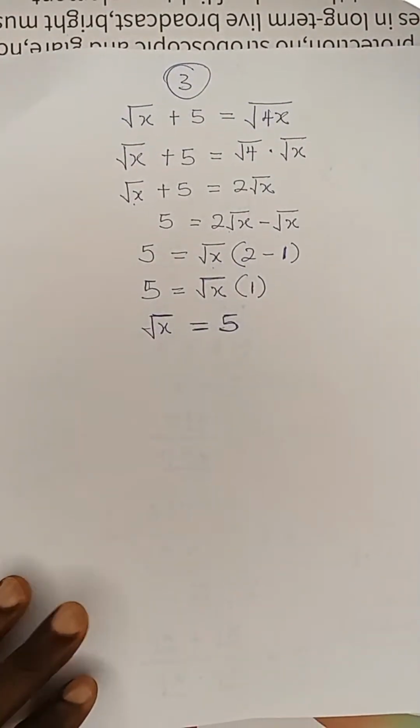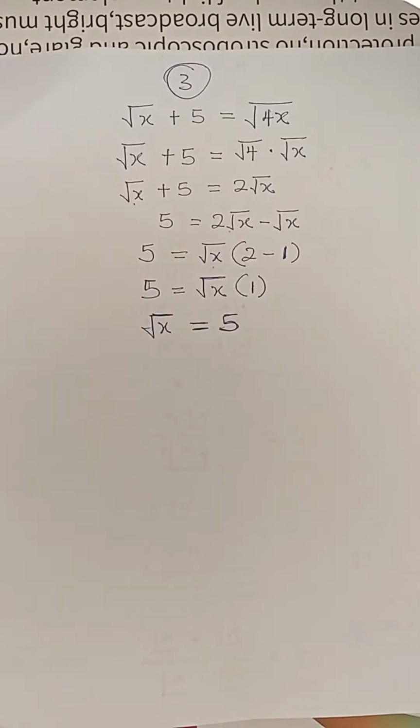And then what do we do from here? We are going to take the square of both sides. Why do we need to take the square of both sides? Because we want to cancel out the square root.